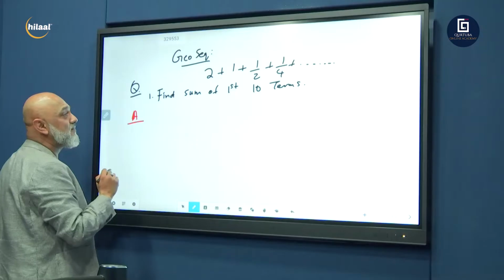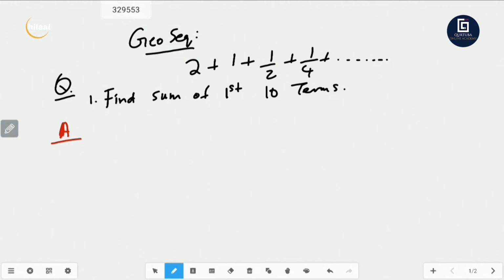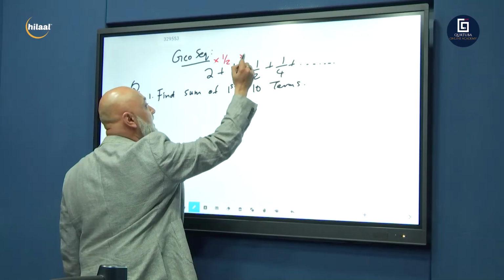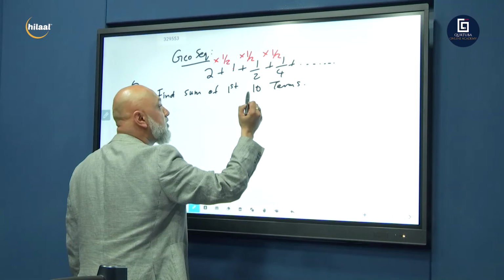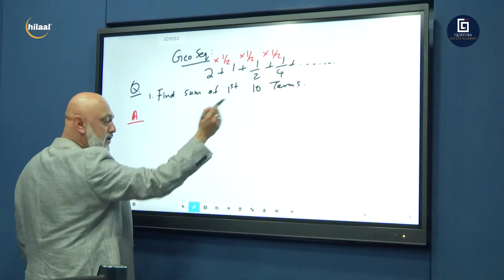Here's the answer. Right, we know 2 times a half gives me 1. 1 times a half gives me a half. A half times a half gives me a quarter. So we need to find the sum of the first 10 terms.